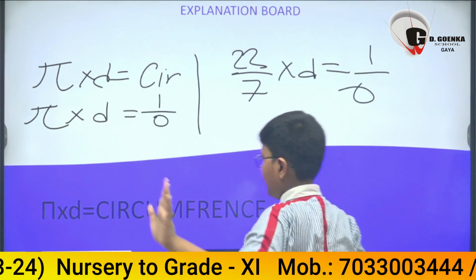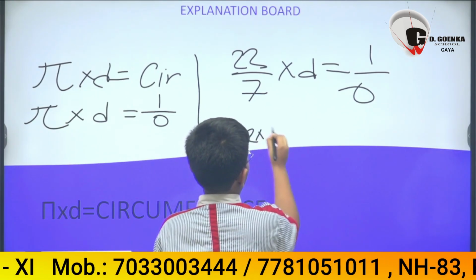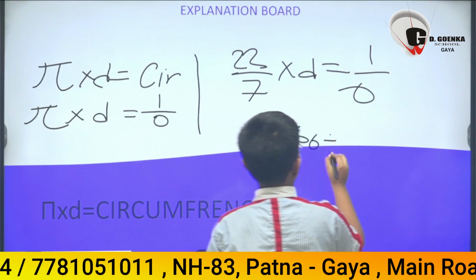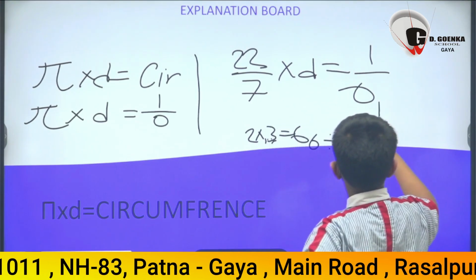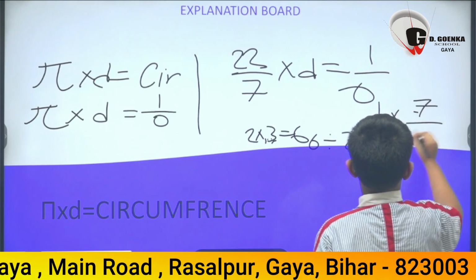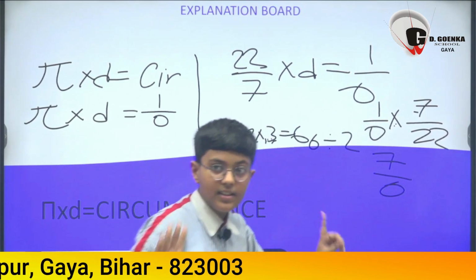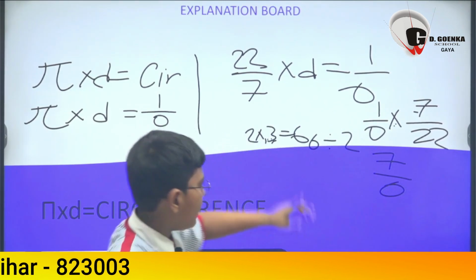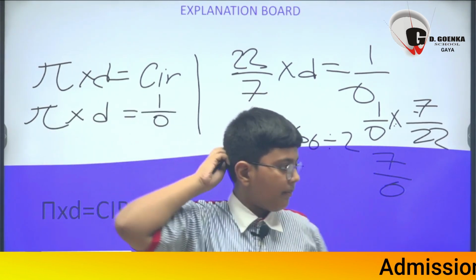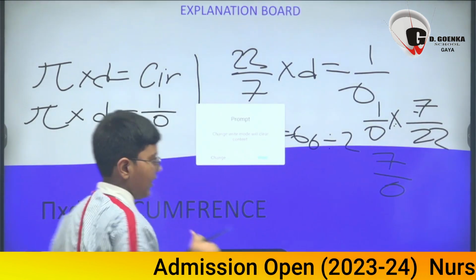Okay, simple. Now, suppose that 2 into 3 is equal to 6 and we don't know 3, what would we do? We would just divide it. Similarly, we would do here too. 7 by 22, which would give us 7 by 0, which is an equivalent fraction of 1 by 0 only. This means that the diameter should also be 1 by 0. Okay. Now, next slide, and it is the last one.